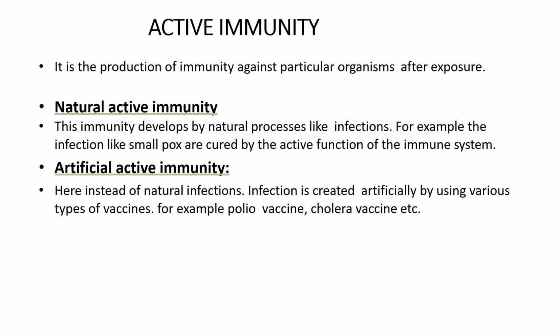Now, actually, what is active immunity? Active immunity is the production of immunity against particular organisms after exposure. It is of two types: natural active immunity and artificial active immunity. Natural active immunity develops by natural processes like infections. For example, infections like smallpox are cured by the active function of the immune system. And artificial active immunity: here, instead of natural infection, infection is created artificially by using various types of vaccines, for example, polio vaccine, cholera vaccine, etc.